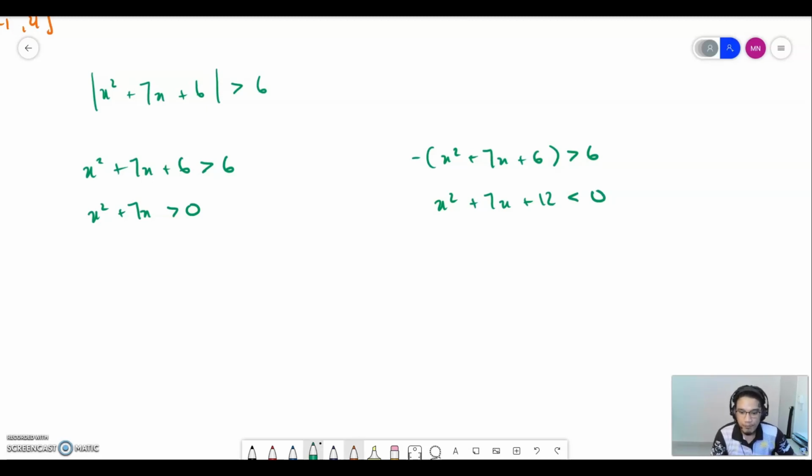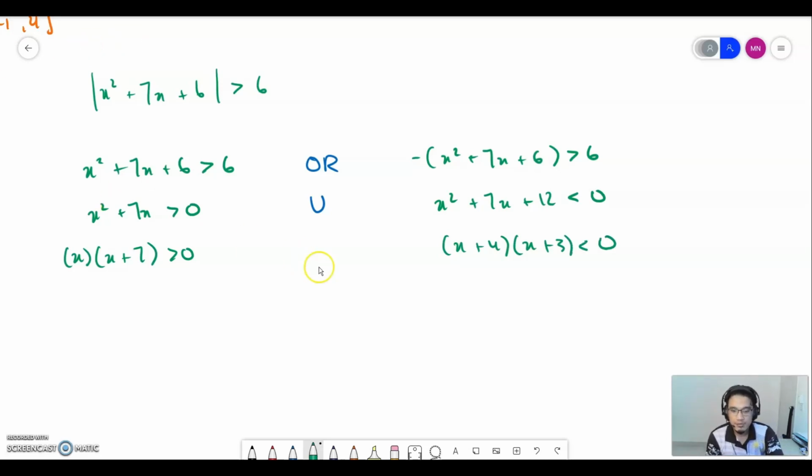Before that, this is a modulus inequality, so the symbol of the inequality is bigger than. So back to the properties of modulus inequality that I have shown you at the early part of this section. If the inequality is bigger than, the relationship between the positive and negative part is an OR. So the symbol will be like that. Okay, so we can factorize the equation, so it becomes x times x plus 7 bigger than 0, and this one will become x plus 4 and x plus 3 that is less than 0.